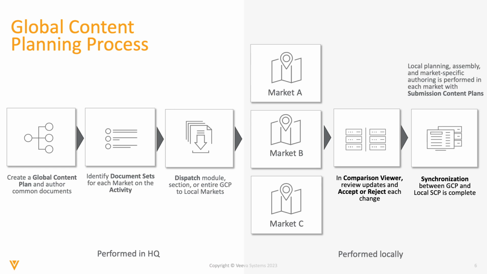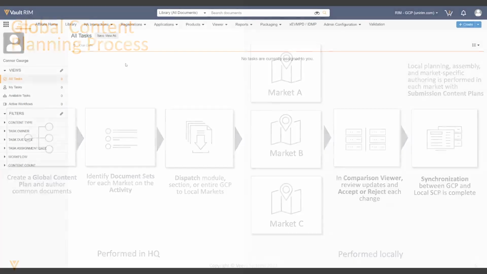In Vault RIM, global content planning expedites core document assembly for local submissions by joining event and activity management with submissions and content planning. Let's hop into the system.